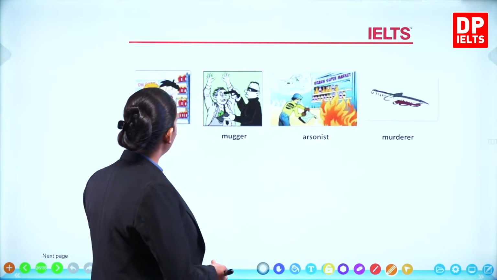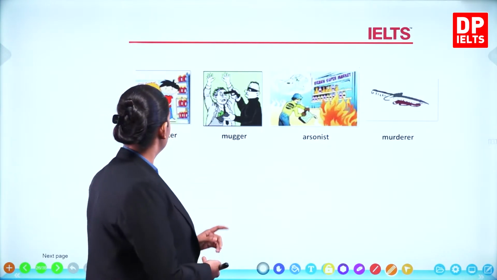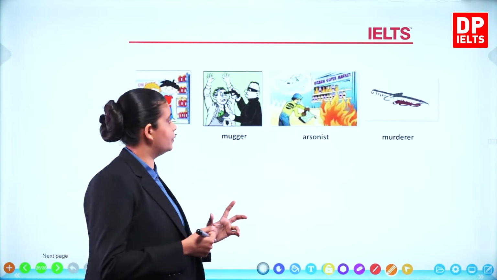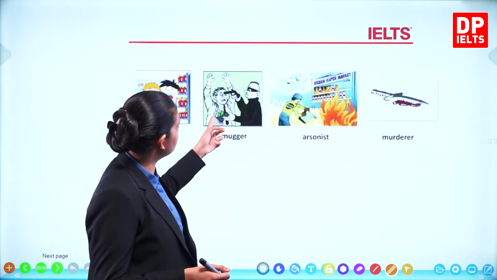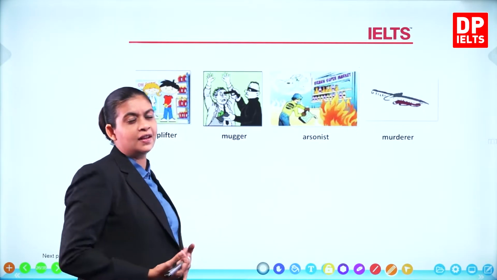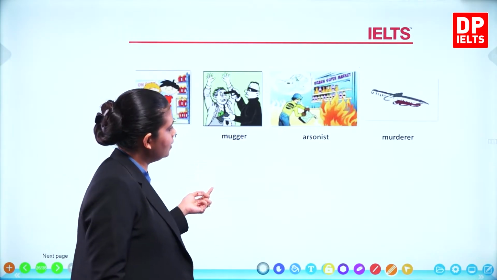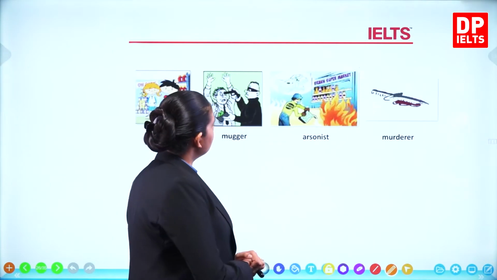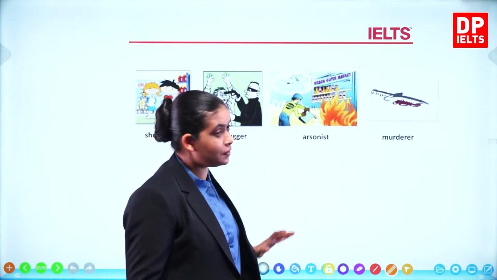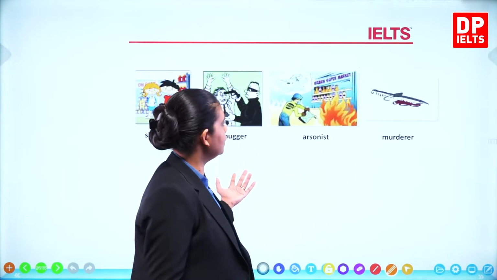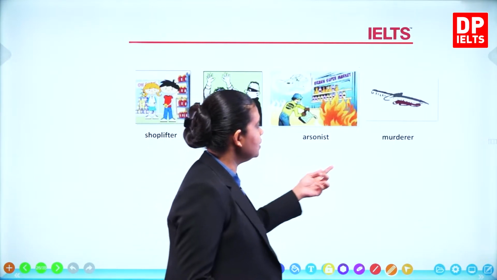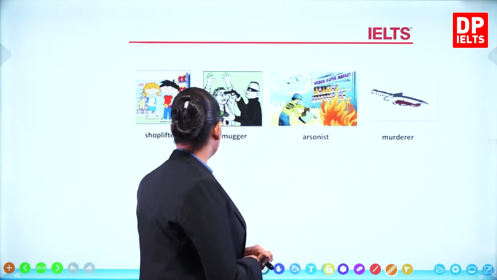Now here you have a few more pictures. Shoplifter is a person who steals, right, from the shop. Mugger is a person who steals from a person. So example, I'm here, someone comes and steals from me. Okay, everything that I have belonging to me, mugger. Arsonist. So who is an arsonist? An arsonist is a person who deliberately creates a fire and who steals things, okay? Murderer is a person who kills someone.